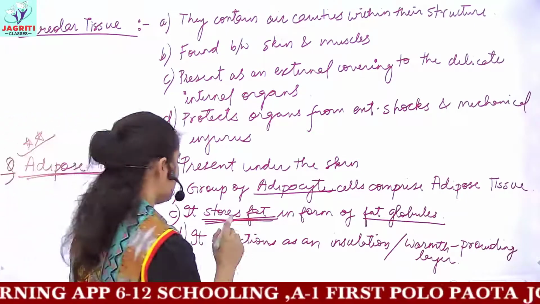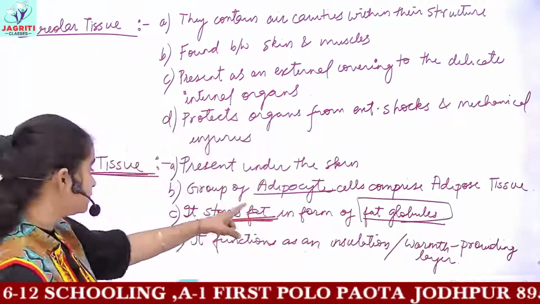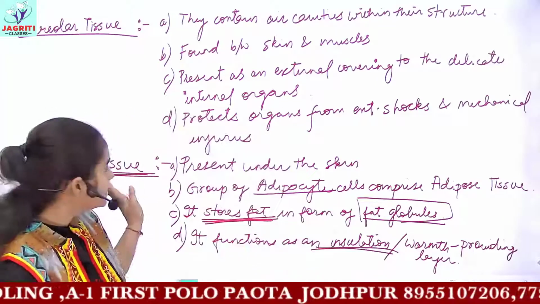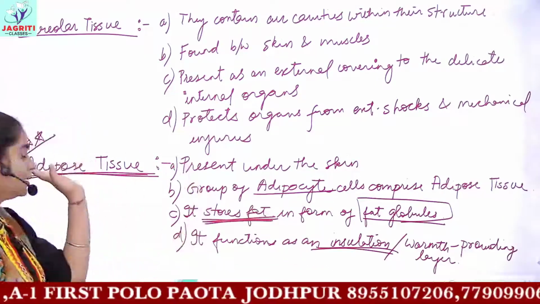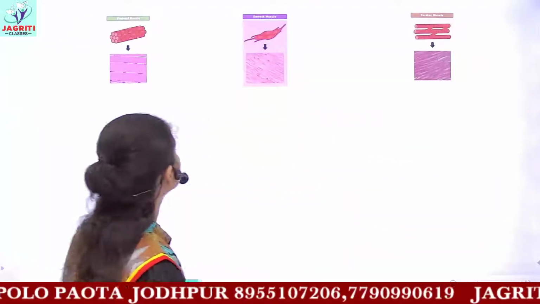And then you should remember that it stores fat in the form of fat globules, and this fat layer provides insulation to the organism. This is enough if you have a question about adipose tissue. Moving on to the next.